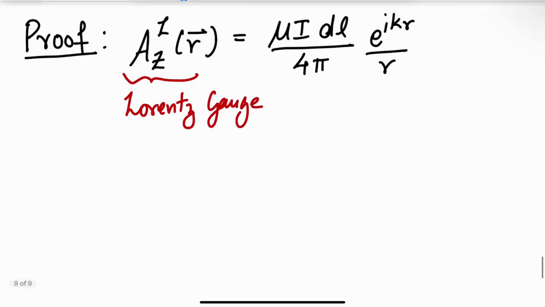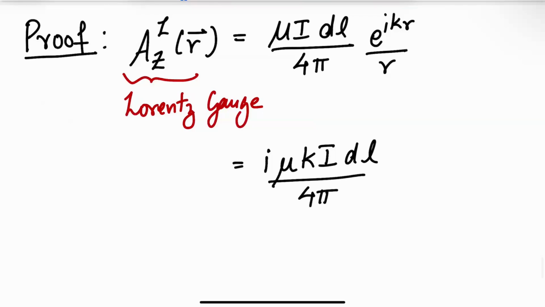Okay. But now we are dealing with spherical wave expansions in the spherical gauge. So how do we find what it is in spherical gauge? We know fields are unique. So we can first find the field and then take the field to the spherical gauge. That's the trick. So I can rewrite this as i mu k I dl over 4 pi times h0^(1)(kr), because h0^(1)(kr) is e to the ikr over ikr. So I pull the ik out here. Then I have the 4 pi here, the mu and I dl are still there.